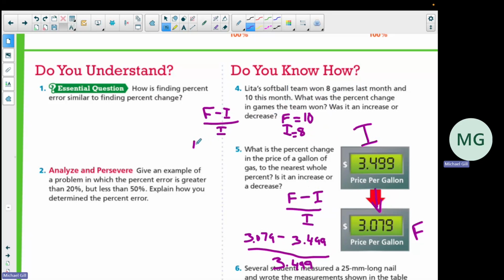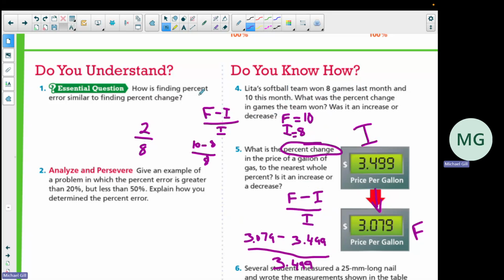So F is 10. Subtract, I is 8, and then 8. So now if I do the math, that's 2 divided by 8. And the answer was 25% increase. Now this would have been a negative number. They would have gotten negative something, which either they can write the negative number and just that's the answer, or they can write it as a positive and say it decreases. But again, percent change can be negative. It's percent error that cannot be negative.